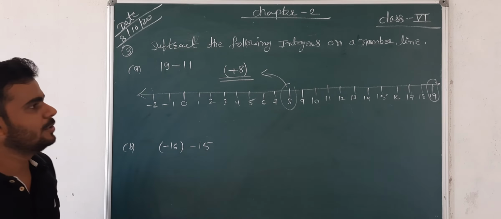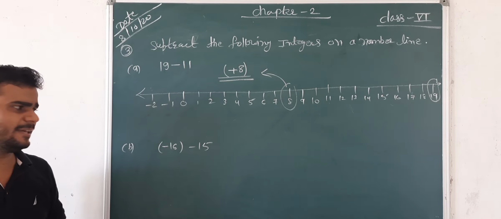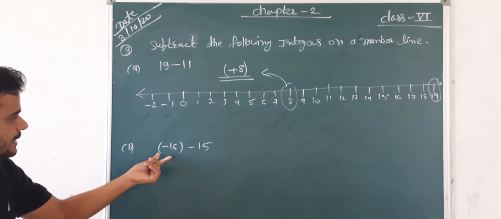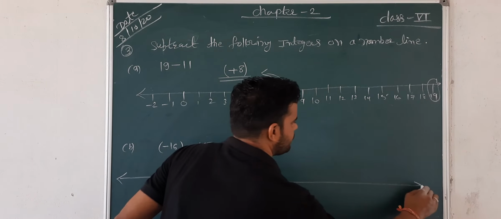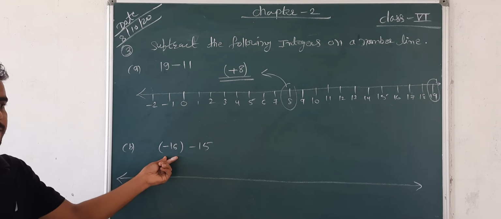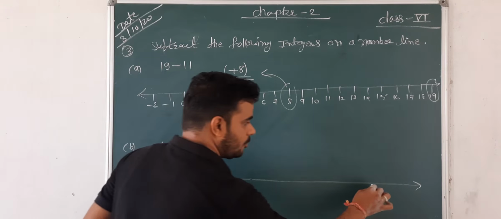This is the way to solve this type of questions. Okay. Same way as the second one. Okay, negative 16 and negative 5. Just see. Negative 16 is there. Okay, so no need to draw positive numbers.